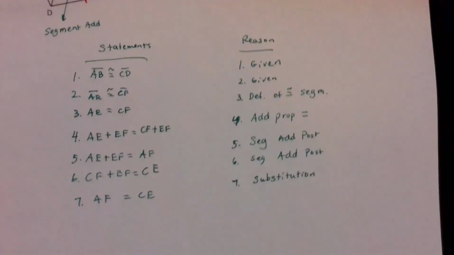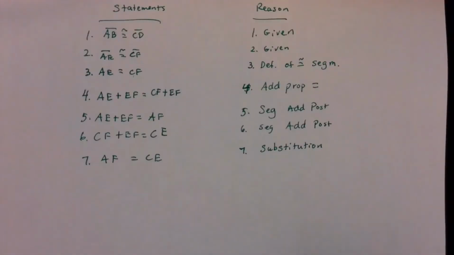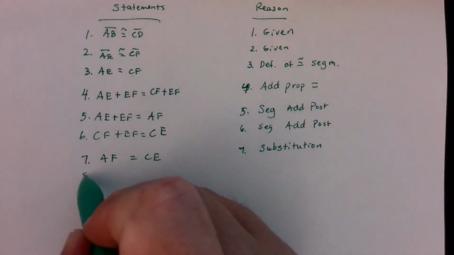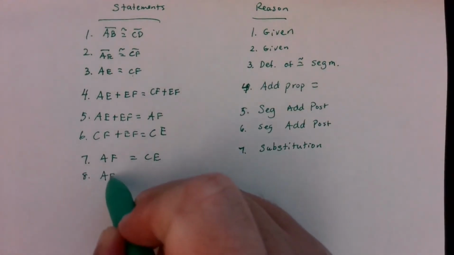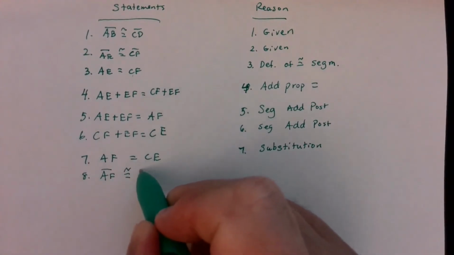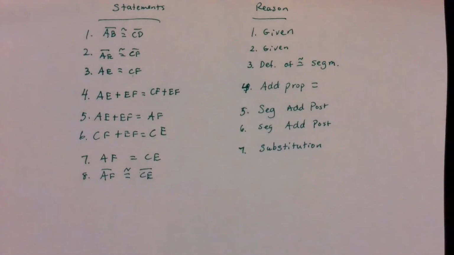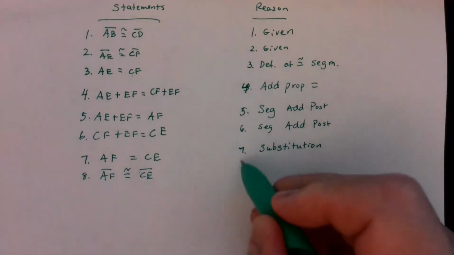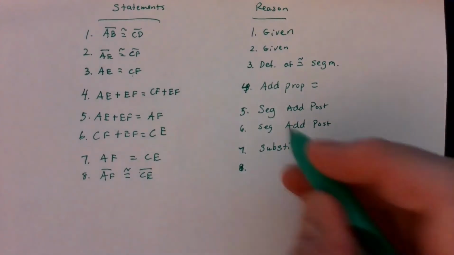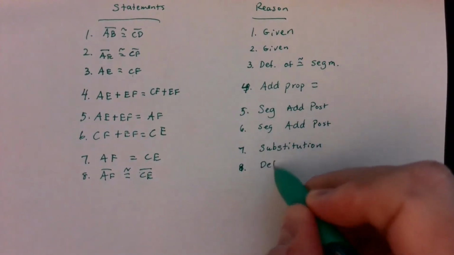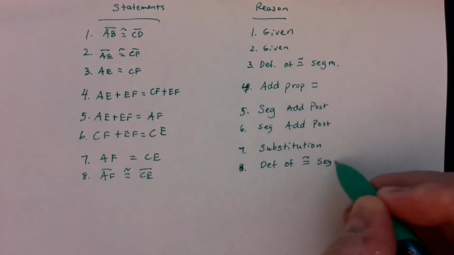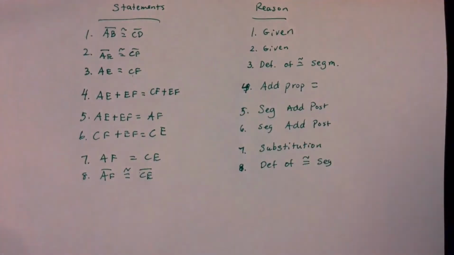Okay. And so now once I have that the distances are the same, well, guess what? I now know that AF, segment AF, is congruent to segment CE. And that's going to be, that's an 8. That's going to be definition again of congruent segments. And 2 segments have the same length and they must be congruent.